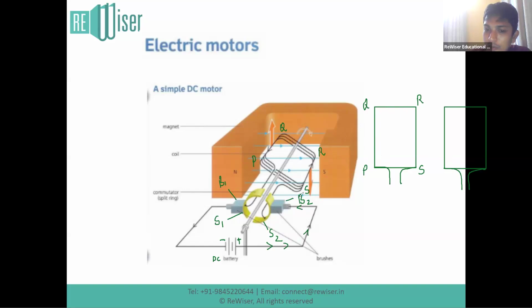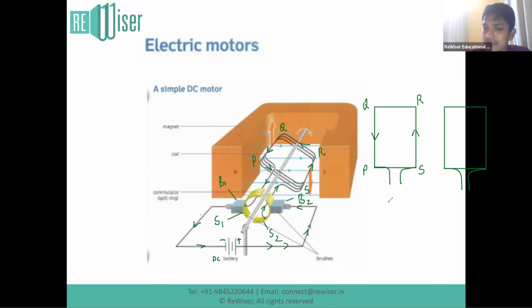So current will go from brush B2 to S2. From S2, it will flow here. It will flow from S to R, R to Q, Q to P, P to in this direction, and then downwards, and then through S1 to B1, and then finally collect at the negative here. So current is going from S to R and from Q to P.